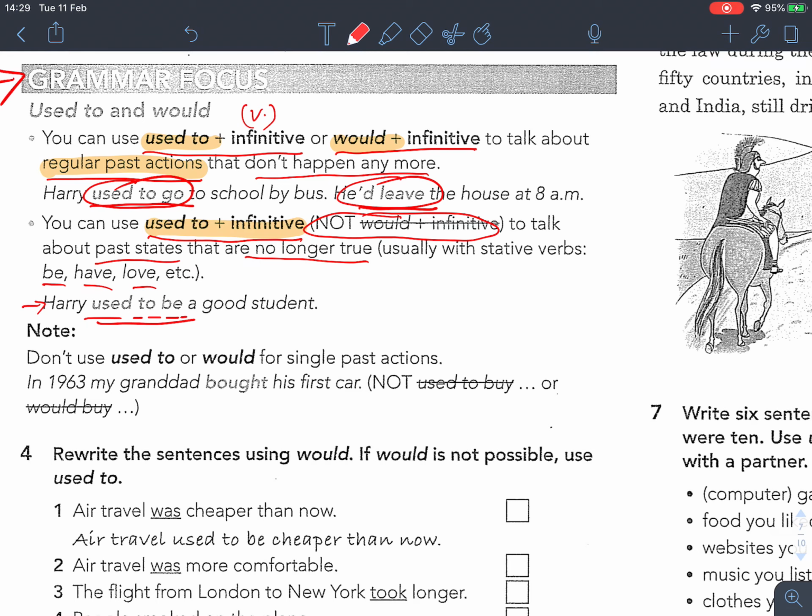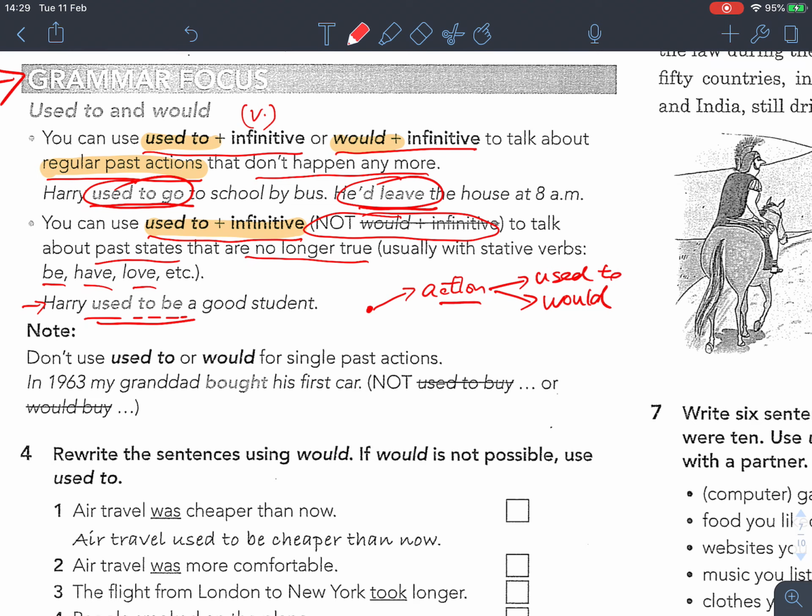Okay, so we start from here. So we are going to talk about things in the past. So if it is a regular past action, which expressions can we use? Can we use used to? If it is an action, you look at the notes here. Yes, we can use that, right? So we can use used to and then the verb. How about would? If it is an action, then we can also use would. All right? So remember, for actions, we can use both used to and would plus an infinitive.